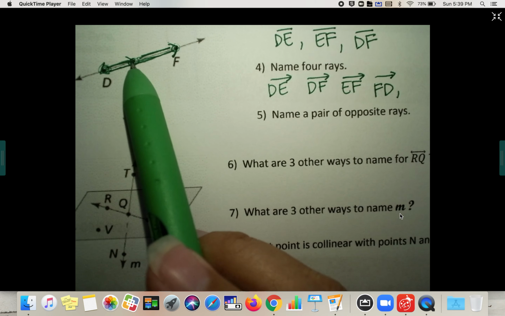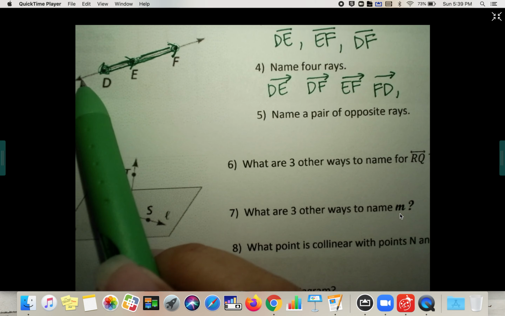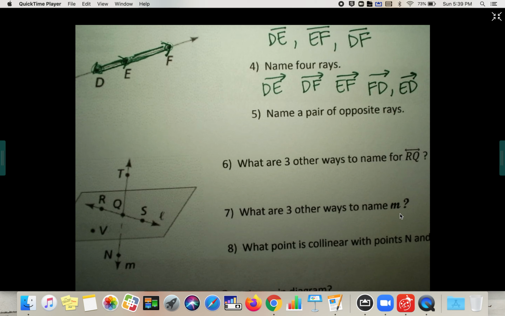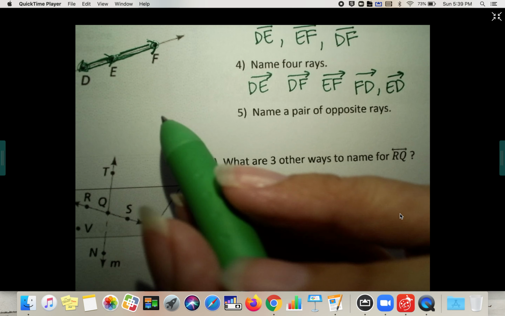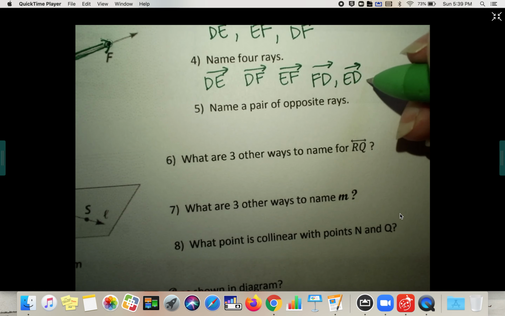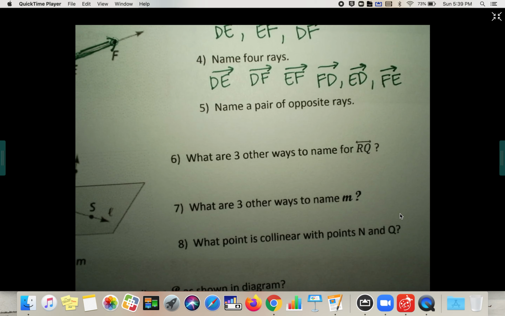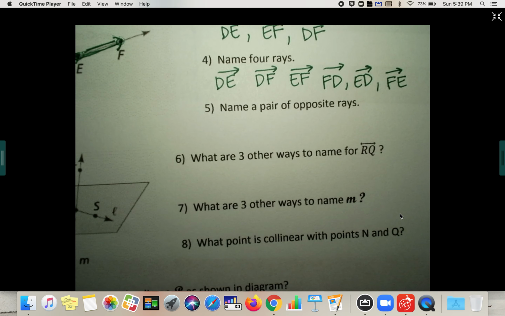So we could have started at E and gone this direction. So ED. And then I think there should be one more. Which one have I not said? FE. From F to E also. So FE. Okay, those are 6 possibilities, but you only had to name 4. Any of these would work.